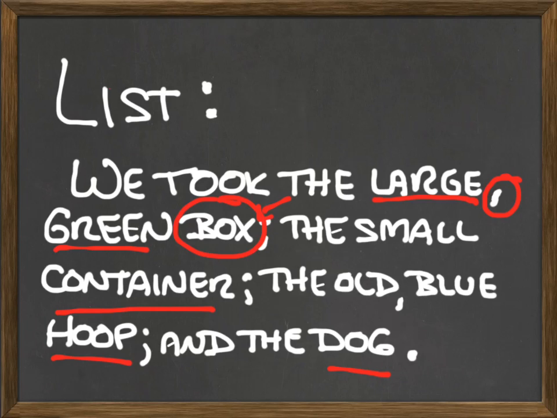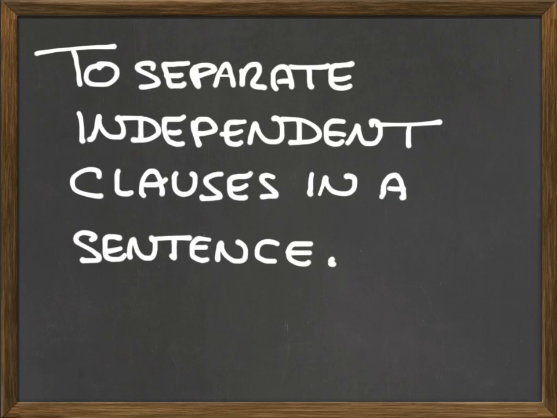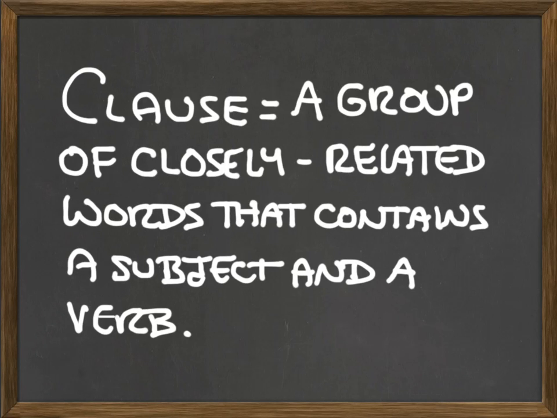But if the only punctuation in the sentence were commas, there were no semicolons, it could be confusing to the reader. That's fairly straightforward. The other way we use semicolons is to separate independent clauses in a sentence, and that's usually where students have difficulty. We need to understand our terms first.